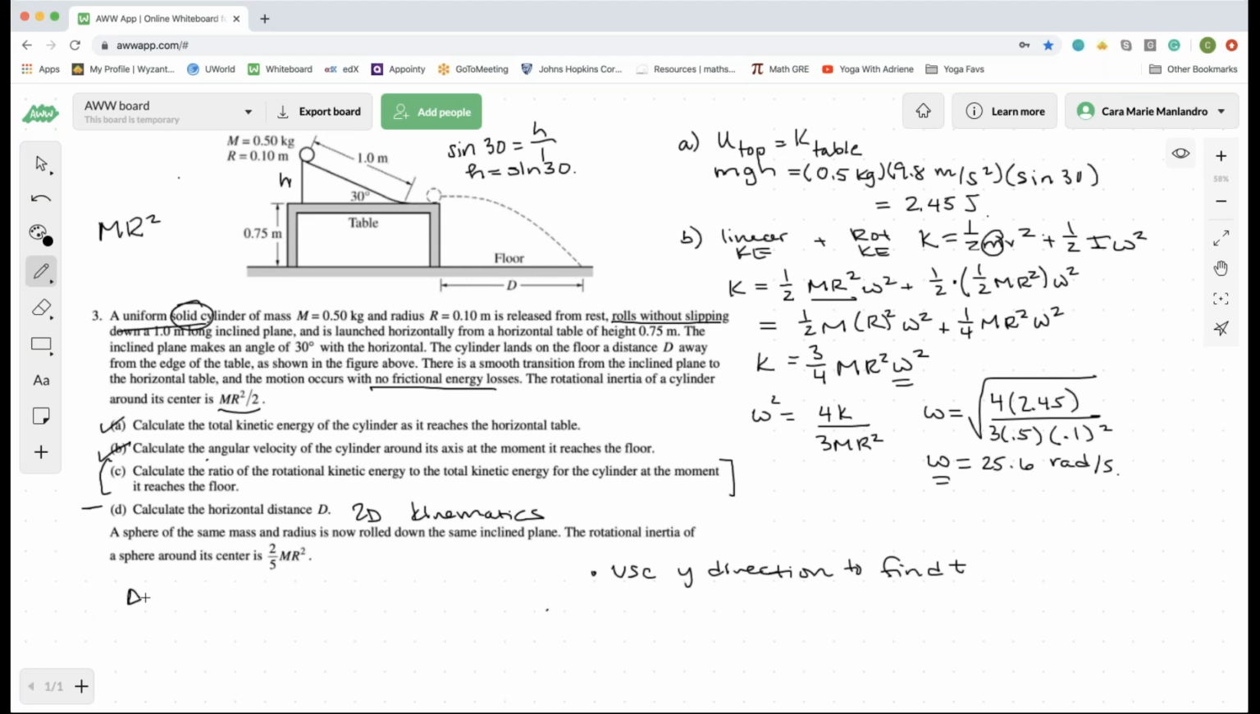So change in y is equal to v naught y t plus 1/2 a t squared. Now it says that this thing goes off horizontally, so that means that I have some initial velocity in the x direction and 0 in the y direction. Is everybody with me there?